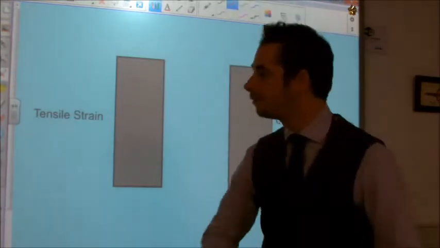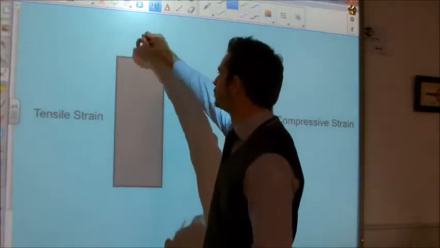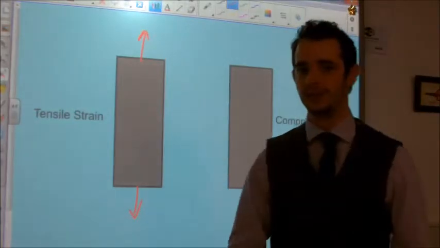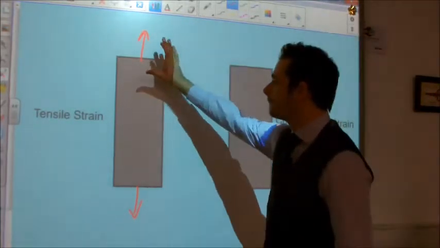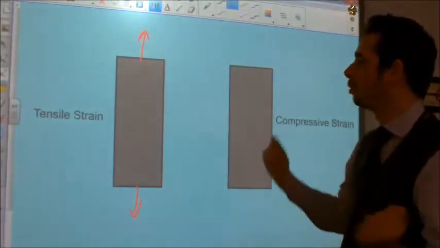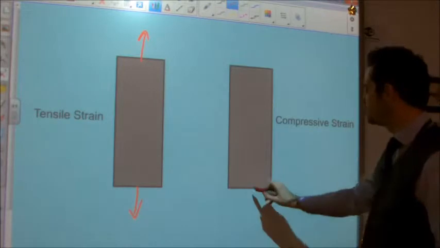Okay, so what you should have drawn on is that this bar here under tension will have 2 force arrows operating in opposite directions. That is what tension is. Tension is a pulling force. Tension tries to pull things apart. So that's hopefully what you've got for here, and then compression is the opposite of that.